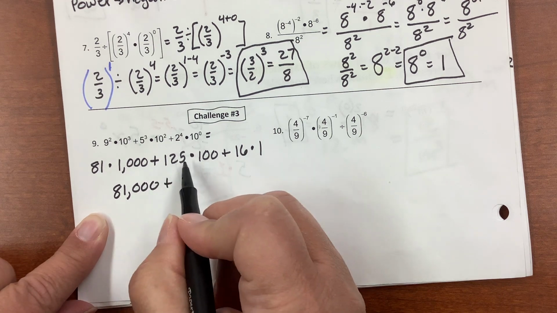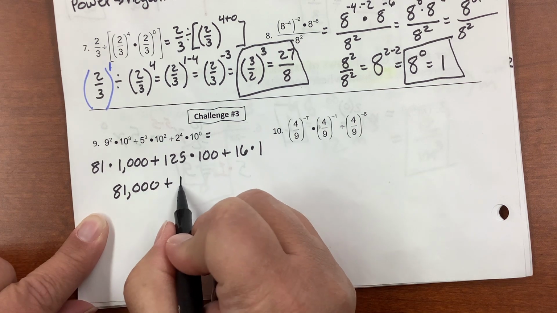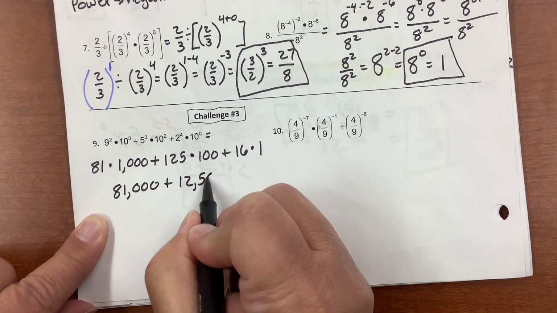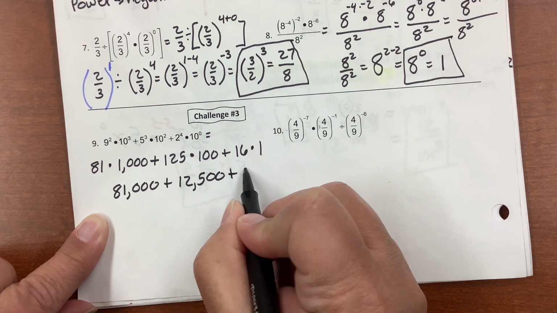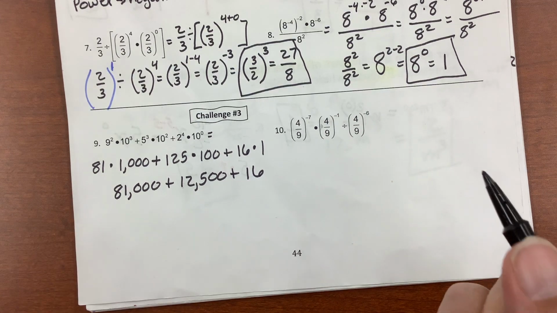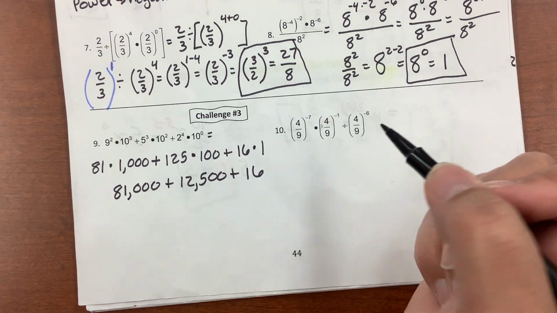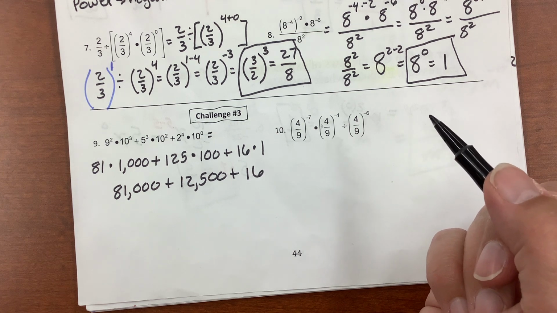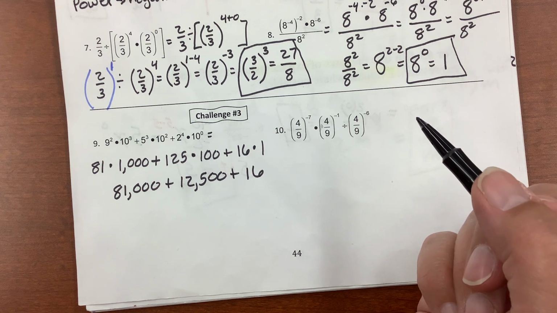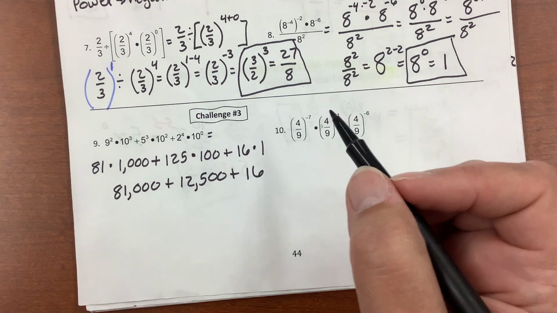Plus 125 times 100, 12,500. Plus 16, because 16 times 1 is 16. Now I just have to add that together. I could do it in my head, or I could grab a calculator. It doesn't matter. The choice is yours. But I'm going to do it in my head.